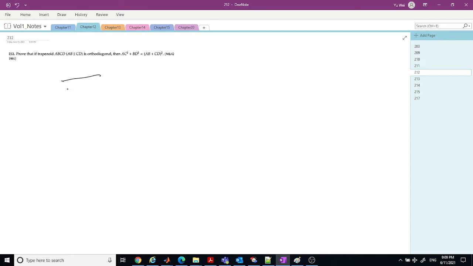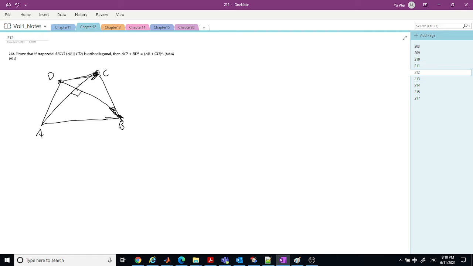Okay, so we have a trapezoid. Then we have the ABCD, and if they are orthodiagonal, so these are orthogonal, right? We want to prove the AC square plus BD square, right? So you can see the AC square plus BD square here. You cannot add them together, right?